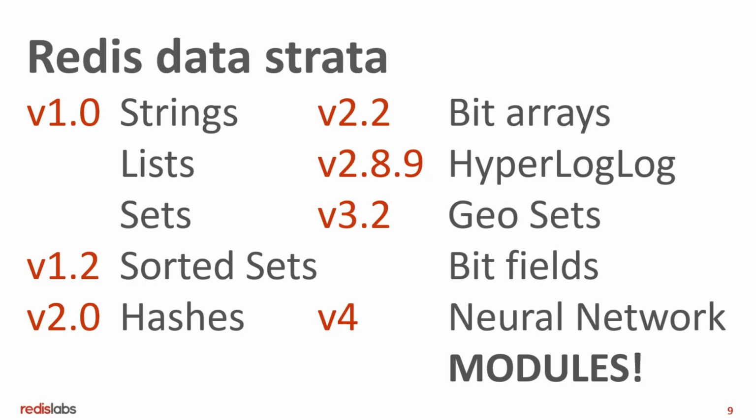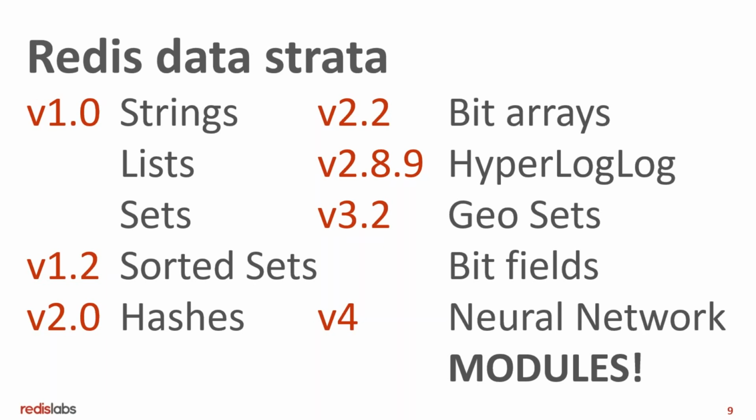There are a few other specialized data structures like bit arrays and bit fields, the geosets for geospatial indexing, and the amazing hyperlog. But in version 4, this is all going to change, and I guess we're going to see a lot more data structures like the neural network that I'll discuss or present later, because we'll have modules.